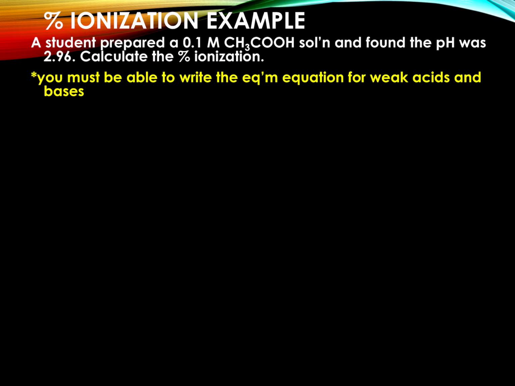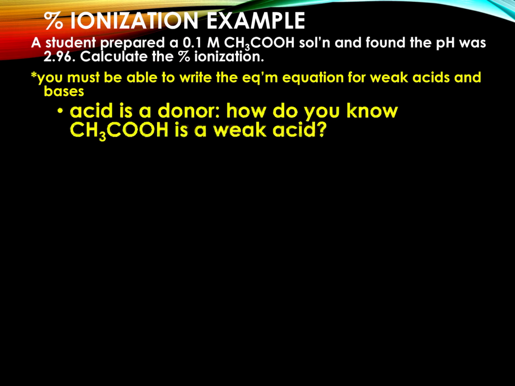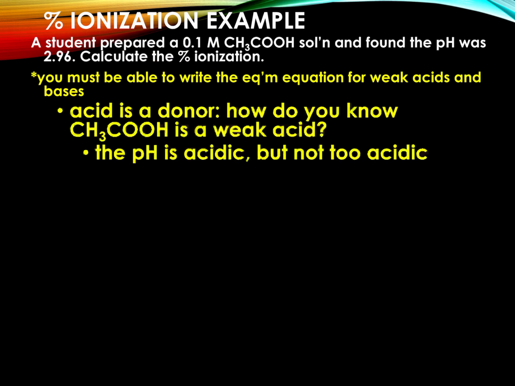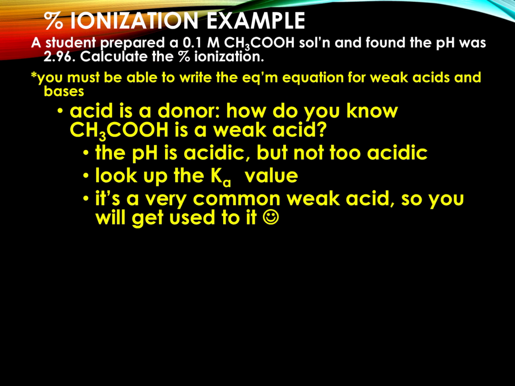Okay. So first of all, you have to write your own equation for weak acids and bases showing the conjugate pairs. So an acid is a donor. A student has prepared a 0.1 molar acetic acid solution and found the pH was 2.96. Calculate percent ionization. So how do you know it's a weak acid? The pH is acidic. It's below 7, but it's not too acidic. It's not like 0.1. You could look up the Ka value. That would tell you. And to be honest, it's a very common weak acid. So if you do enough of the problems, you'll just get used to it.